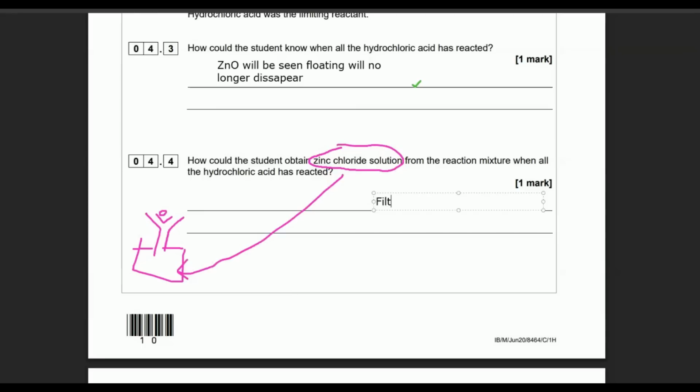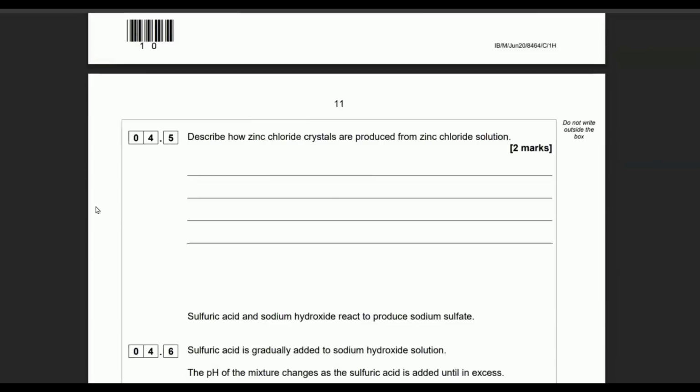And hopefully, when you see the next question, you'll have gone back and corrected this if you'd written the wrong thing. Describe how zinc chloride crystals are produced from the zinc chloride solution. So maybe now, if you'd written evaporate up there, you'd realize, hold on a minute, how do I get crystals from a solution? Oh, evaporate. Can't be the same thing twice. So what's happening is you've got zinc chloride and it's aqueous. Okay, zinc chloride solution.